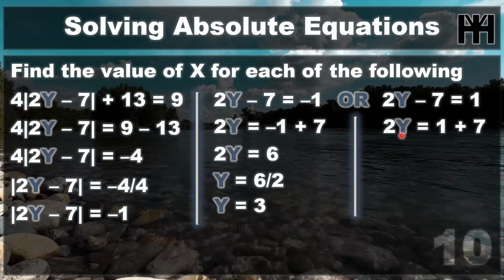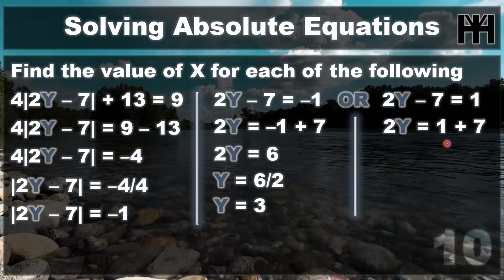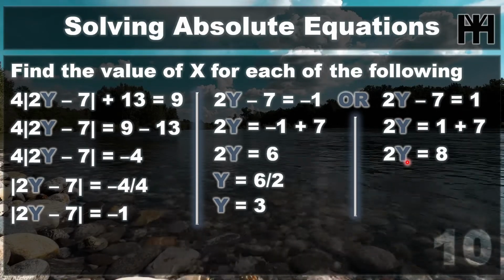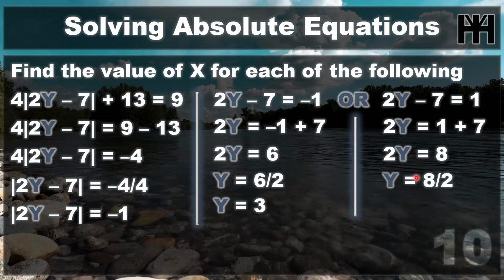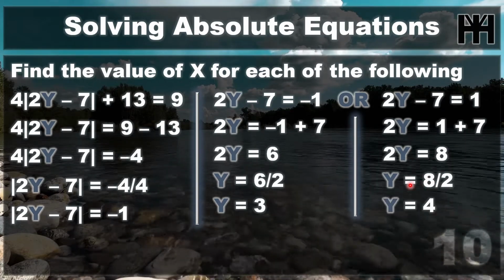Okay, now it's 2y minus 7, we'll send the 7 to the other side, then it's 2y equals 1 plus 7, then 2y will be equal to 8. Then y will be equal to 8 divided by 2, then it will be equal to 4.